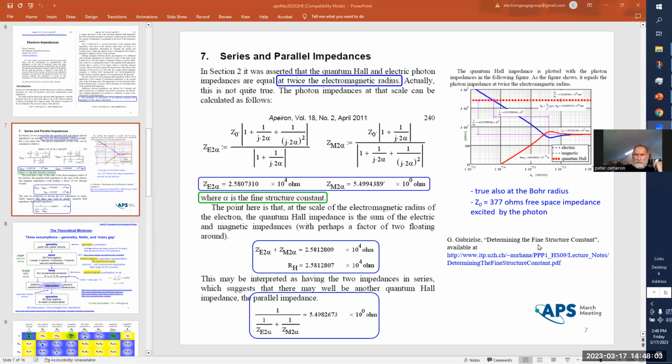This work was done in 2010 and 2011, but the best value for the fine structure constant at that point was this. And with that, we had their sum is this value here, and out at 1, 2, 3, 4, 5, 6, 7, and 8 significant digits is where we differ. So it's pretty accurately the sum. And the difference, again, is this parallel impedance down here at 5.5 ohms.